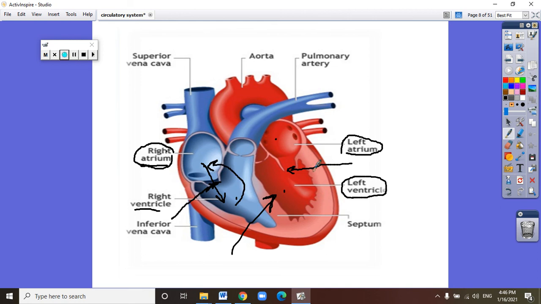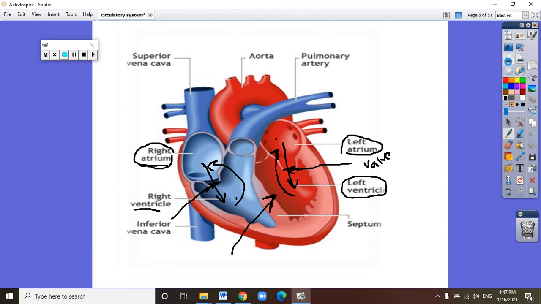One more time, between the atrium and the ventricle there is a valve. What is the function of this valve? The valve is like a door. It allows the blood to move from the atrium to the ventricle. Then the valve is closed to prevent the blood from returning back from the ventricle to the atrium.